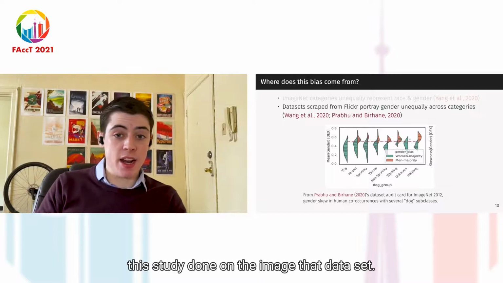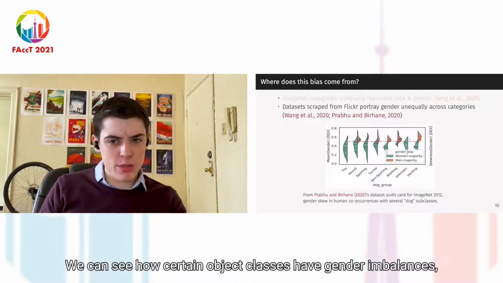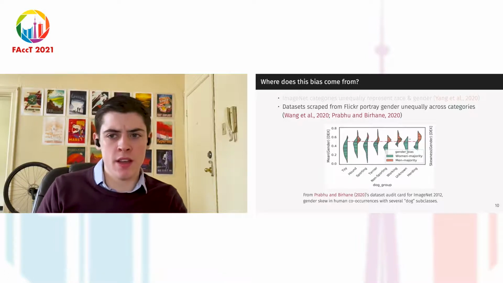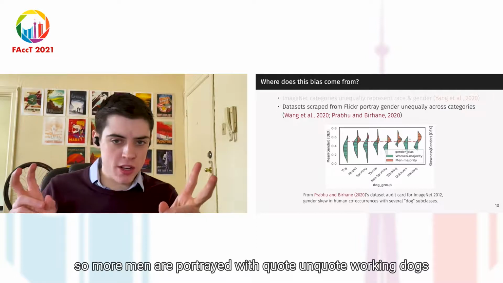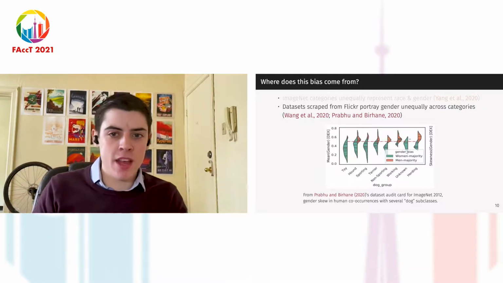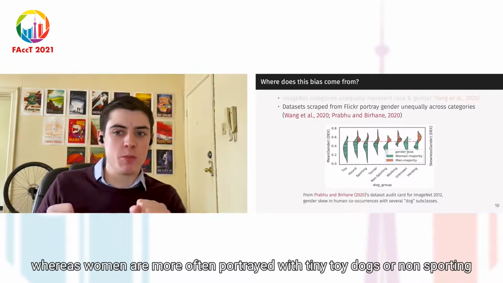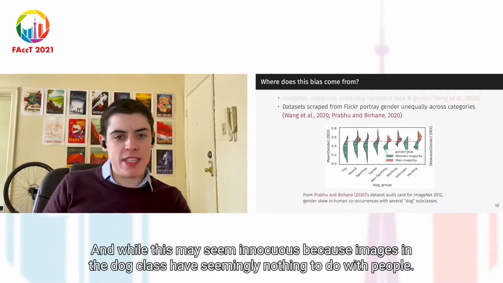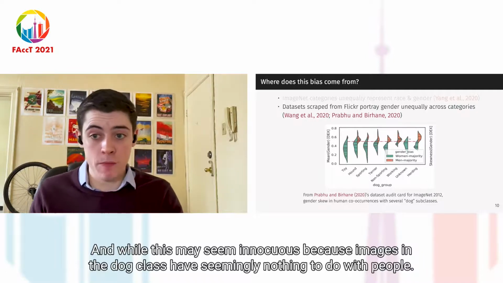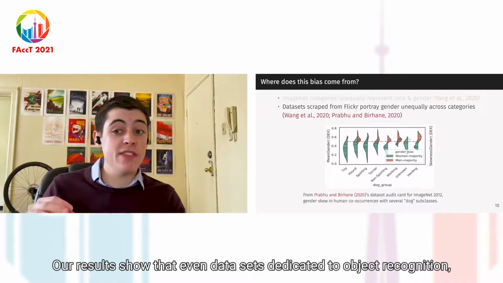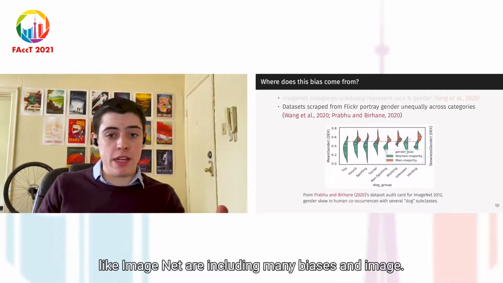Likewise, in this study done on the ImageNet dataset, we can see how certain object classes have gender imbalances. More men are portrayed with quote-unquote working dogs than women, whereas women are more often portrayed with tiny toy dogs or non-sporting dogs. And while this may seem innocuous because images in the dog class have seemingly nothing to do with people, our results show that even datasets dedicated to object recognition, like ImageNet, are encoding many biases.